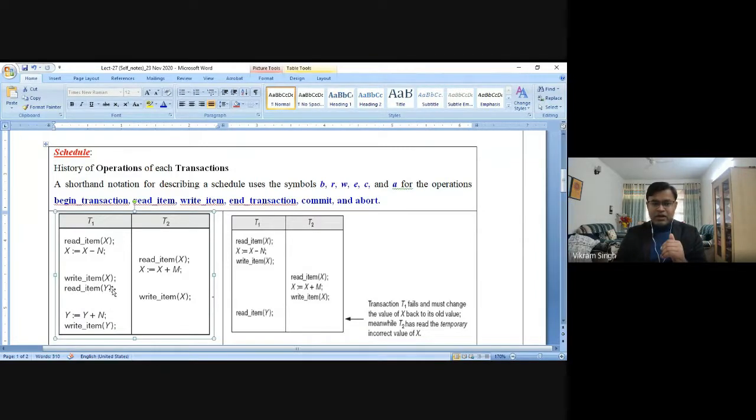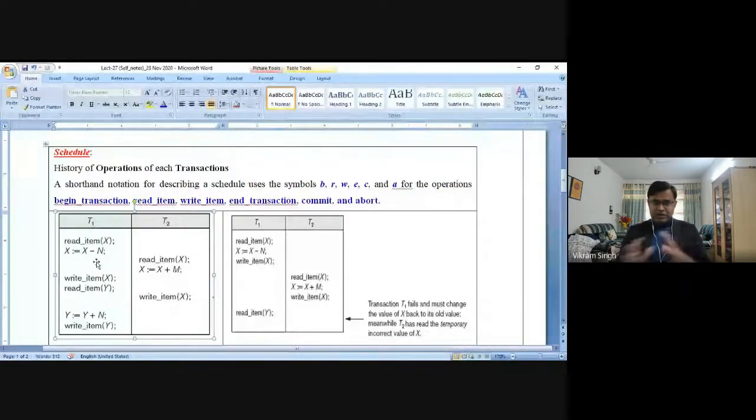Again we get a new data access in the T1 transaction, which says read data item y. Then we have interleaved operations from T2, which says write data item x. Then the context changes again and we get operations from T1, like y equals y plus n, and then writing on y. So this is a typical schedule. In a schedule, these two transactions are arranged with different interleaved operations performed by them.